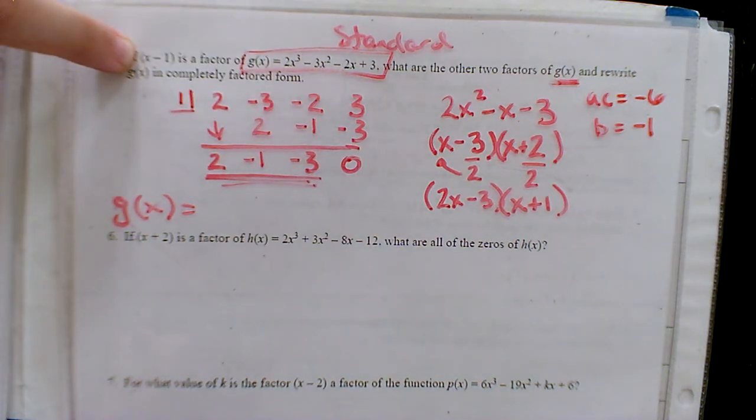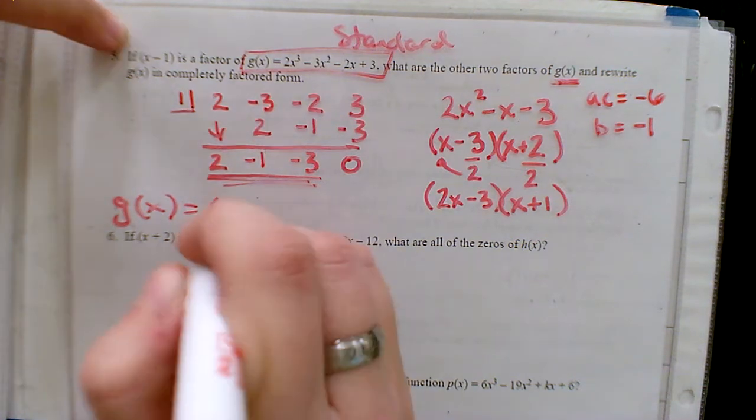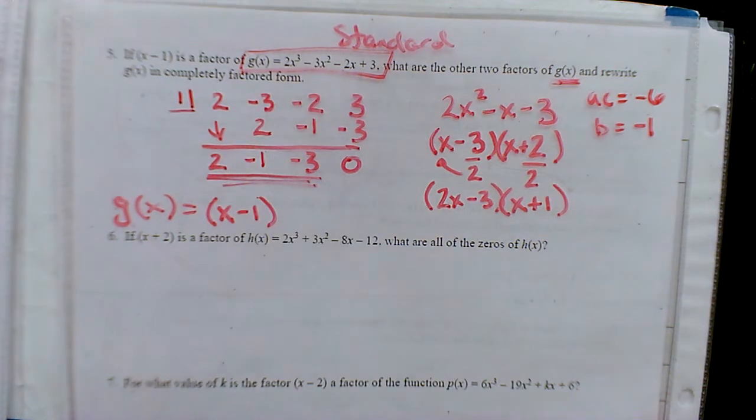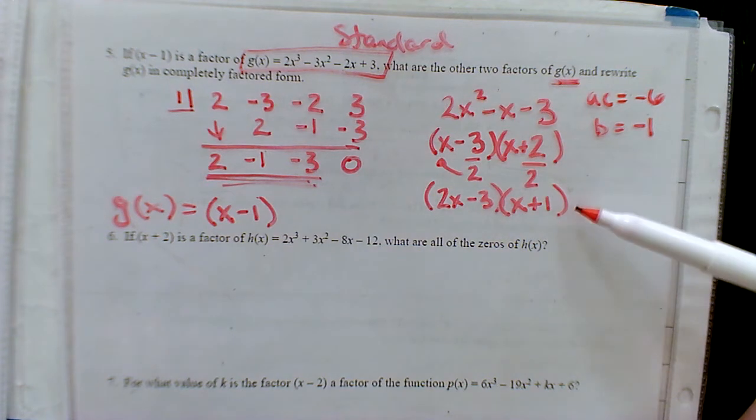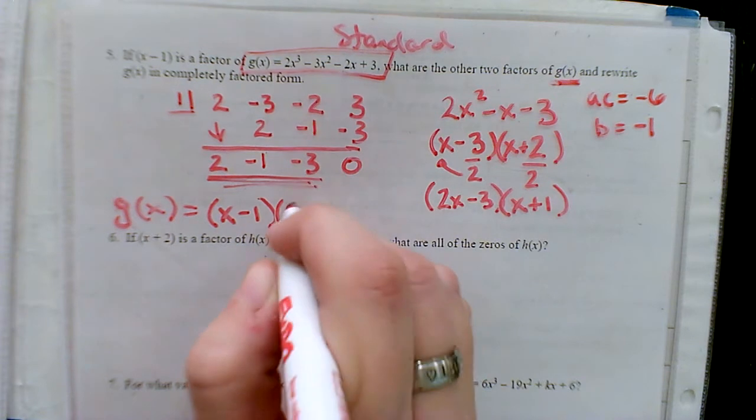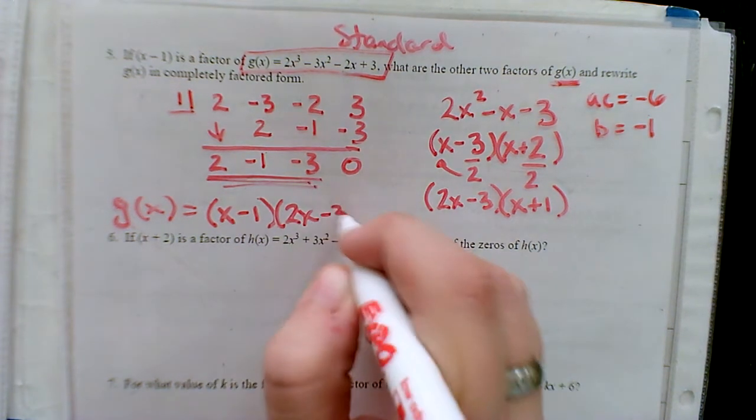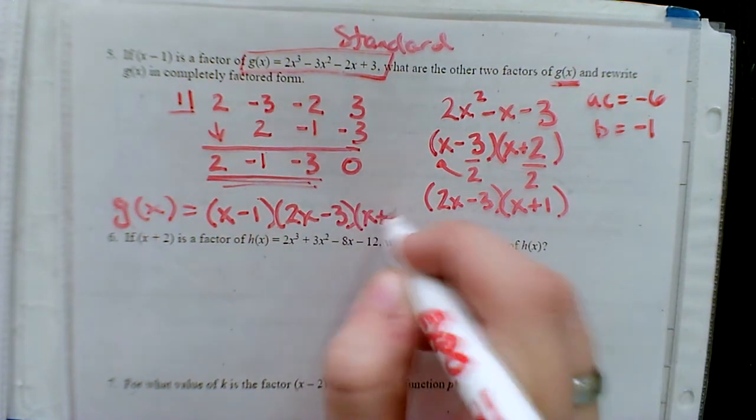So we should have 3 factors, because we had that power of 3 at the top. The first factor, let's not forget about it, was the x minus 1 that they told us from the very beginning. And then we used that factor to help us figure out the other 2 by going through synthetic division and some factoring. And we found those other 2 to be 2x minus 3 and x plus 1.